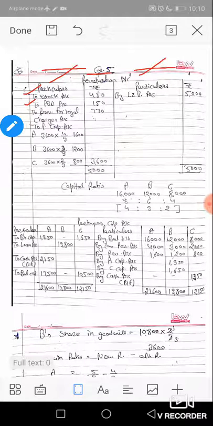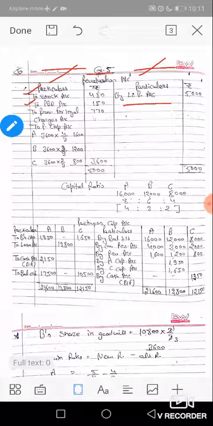Next, factory, land and building appreciated. That means value increase, which is a profit, and transfer to the credit side. 25,000 into 20%, that is 5,000 rupees increase in value of land and building. 25,000 multiplied by 20%.